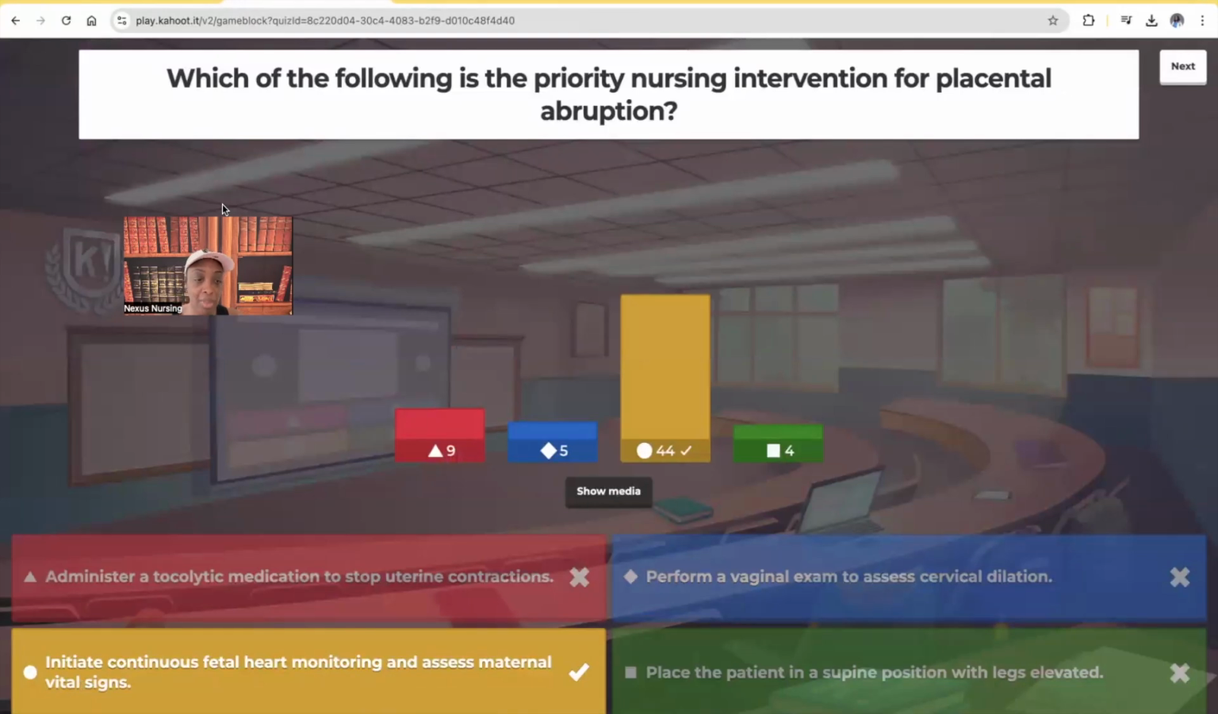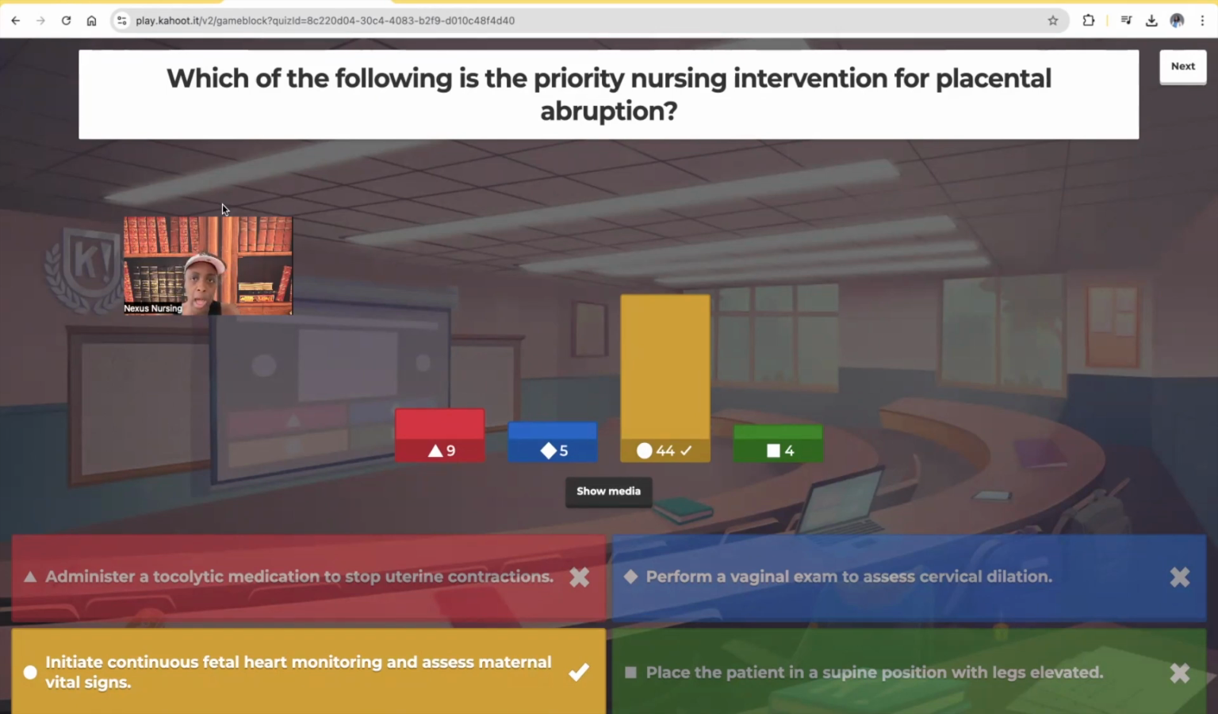Very good. You're going to initiate continuous fetal heart monitoring and assess the maternal vital signs. Why? This patient is at risk for bleeding, hemorrhaging, shock, death. This is a medical emergency. Okay. The first choice, administer tocolytic. Oh my gosh. Again, the placenta has actually detached from the uterus.